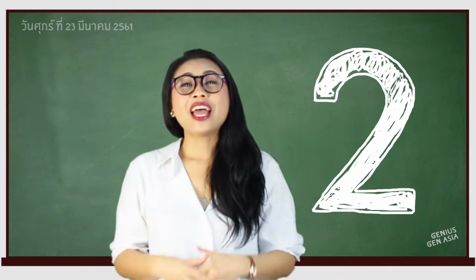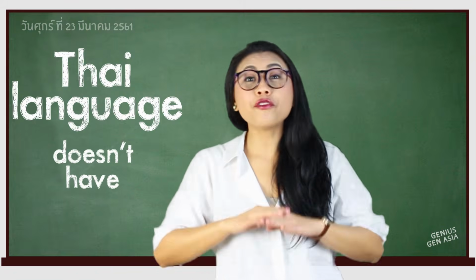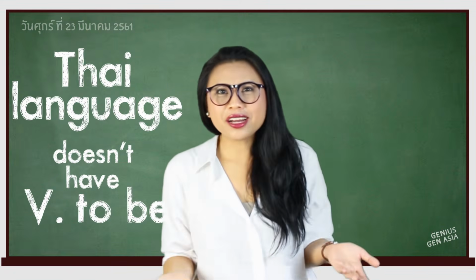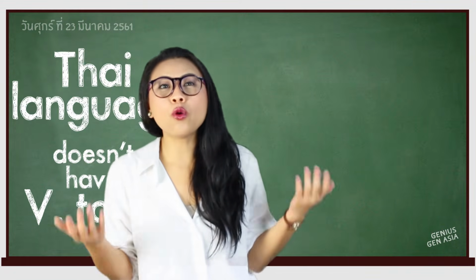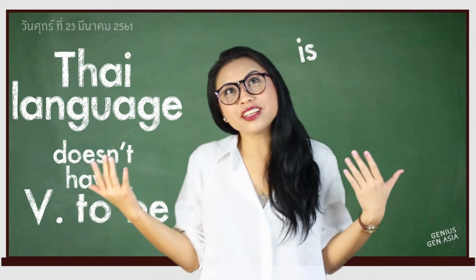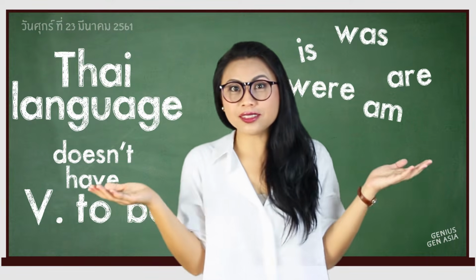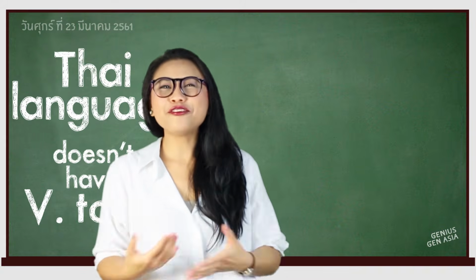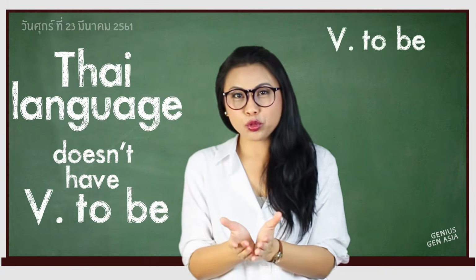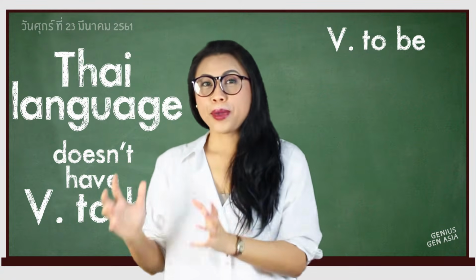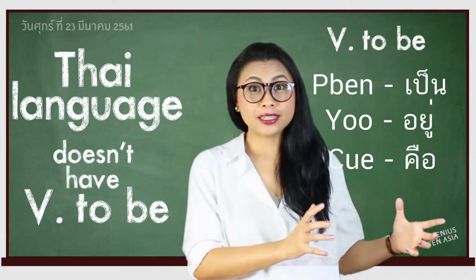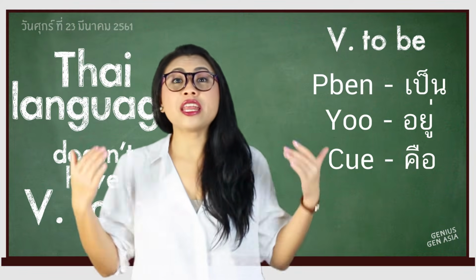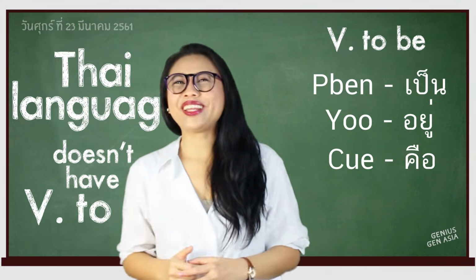Number 2. Thai language doesn't have verb to be. So many times, if you speak to Thai people, we forget to say is, am, are, or was, were easily because we don't have verb to be. But we have the word to represent verb to be, which are เป็น, คือ, which I will explain further in the next video.